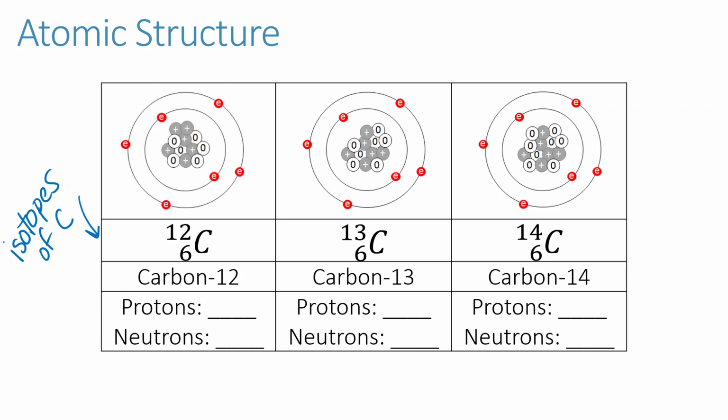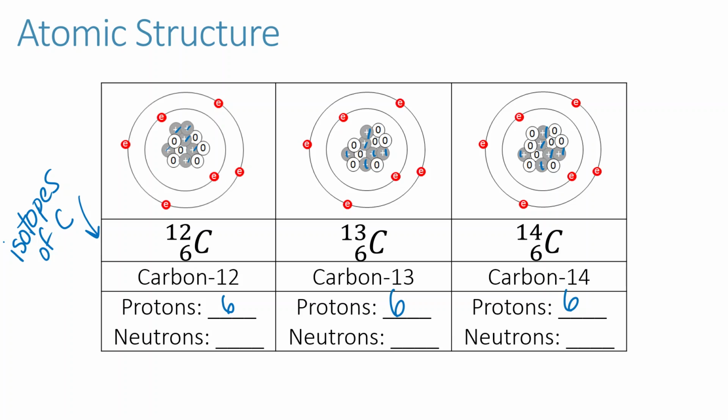So these are all isotopes of carbon here. Now, protons have a positive charge. So if we count, we have 1, 2, 3, 4, 5, 6. And if we look at the next one, we still have 6. The last one also has 6. So all three of these carbon atoms have 6 protons.